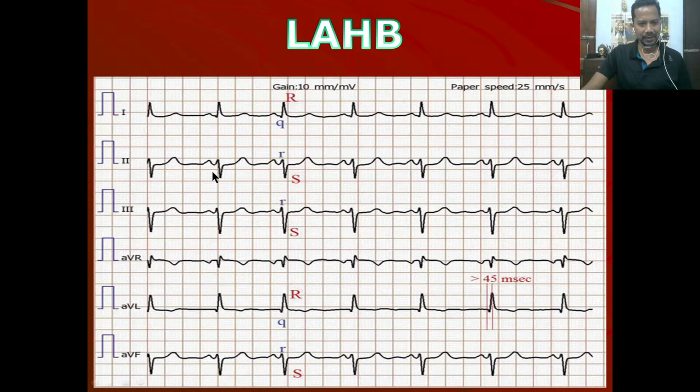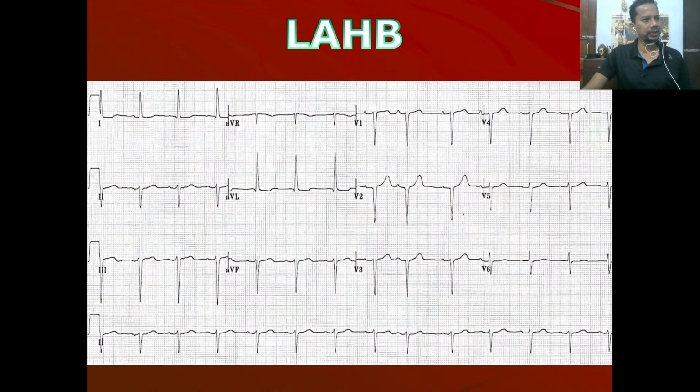So there is a deep S in 2 and 3. So LAD, deep S in 2, 3, and a normal duration QRS. So that is it. Again LAHB. So there is a left axis deviation. So tall R in lead 1, AVF, S wave deep from 0 to minus 90. So there is a left axis deviation, deep S in lead 2, lead 3, and LAD. So that's the criteria for LAHB, left anterior hemiblock.